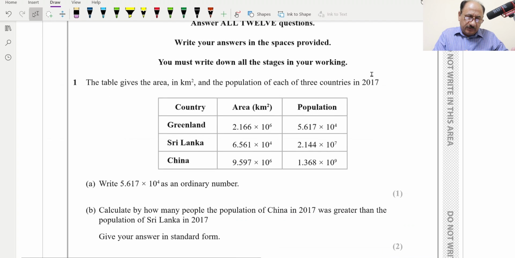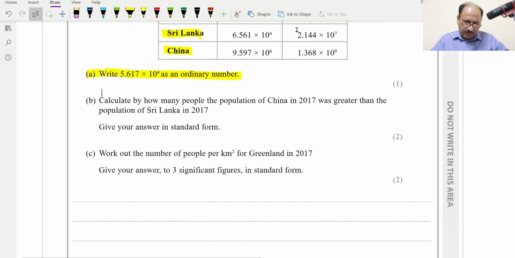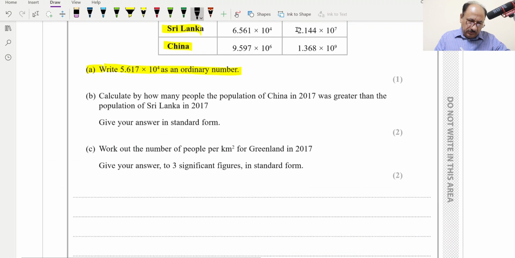And question number 1. The table gives the area in kilometre square and the population of each of three countries in 2017. These are countries, area, and population: Greenland, Sri Lanka, and China. These areas and populations are given. A part: write this as an ordinary number. So we have to write this as an ordinary number. We will be solving the A part over here.